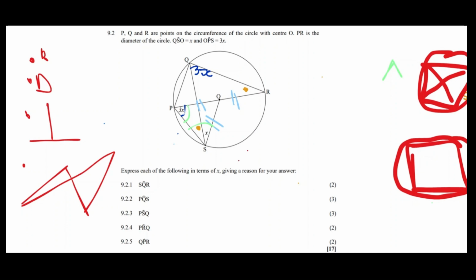Okay. So that means this entire S angle is actually going to equal 3x, by the way. So you just want to mark that off as 3x. So now let's go ahead and continue. What about a diameter? Are we able to identify a diameter?